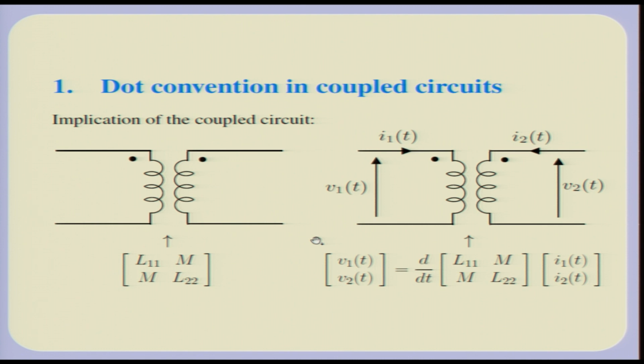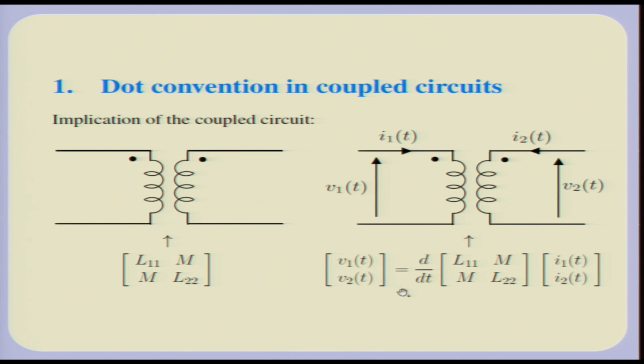We assume that all the flux is of course constrained in the region around the coils, and this voltage V1 and V2 is measured outside the coil at the terminals, and what we have here is L11 and L22 is in fact a positive number. If the dot convention is in this fashion, then it shows that the relationship is in this way.